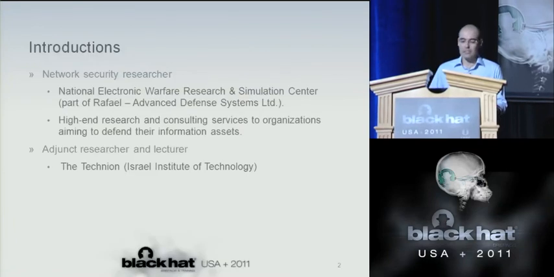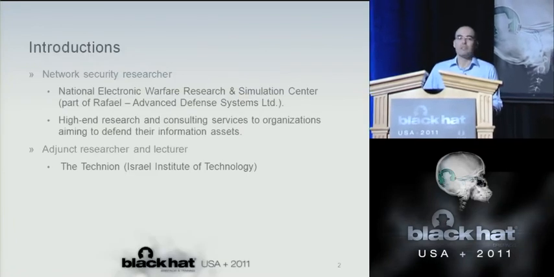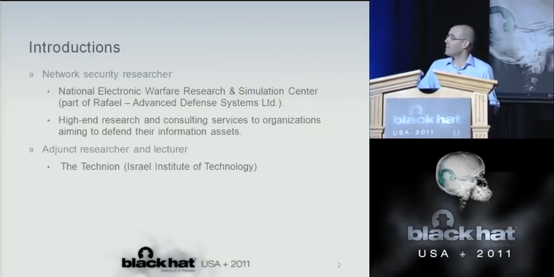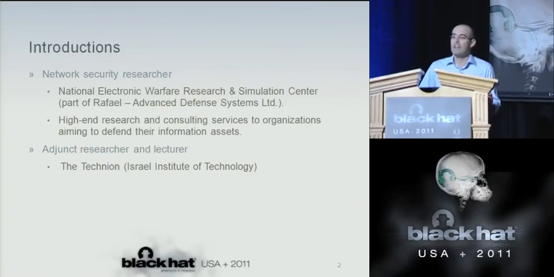Before I begin, just a quick introduction about myself. Again, my name is Gabi, and I'm a network security researcher at a place called the National Electronic Warfare Research and Simulation Center. It's part of a larger organization called Rafael, which is an aerospace and defense company located in Israel. Our lab does high-end research and consulting services for organizations that want to better defend their information assets and networks. I also serve as an adjunct researcher and lecturer at the Technion.